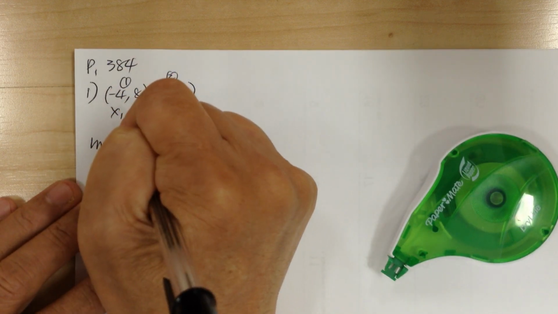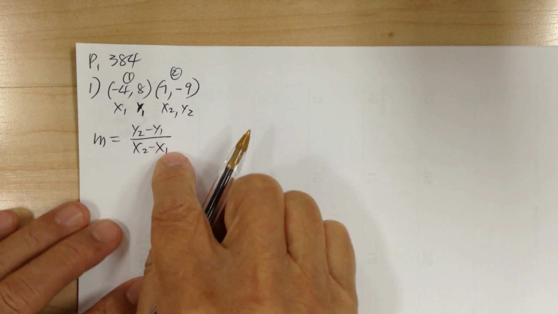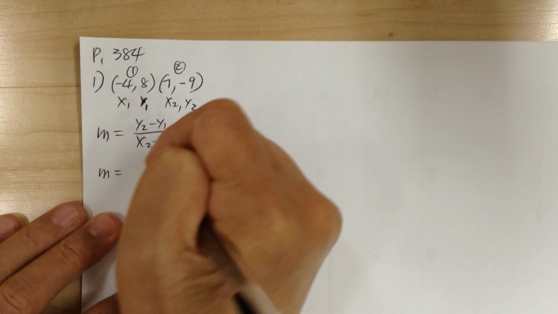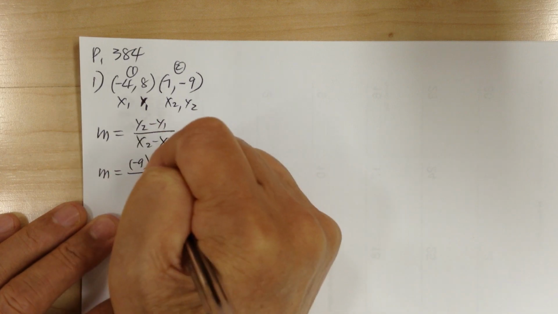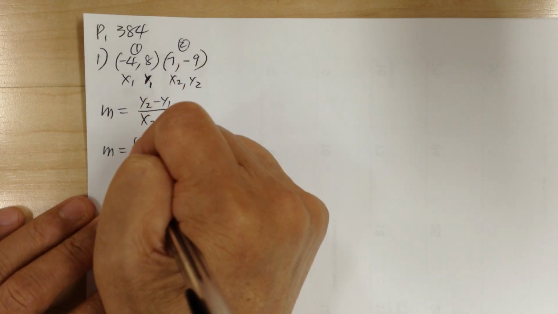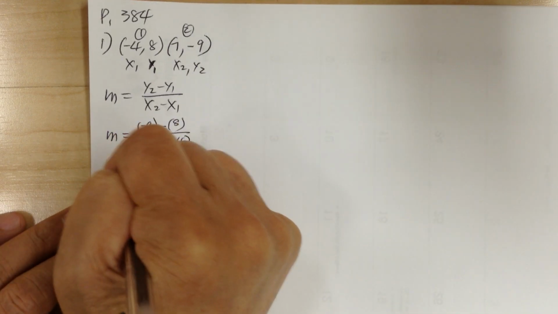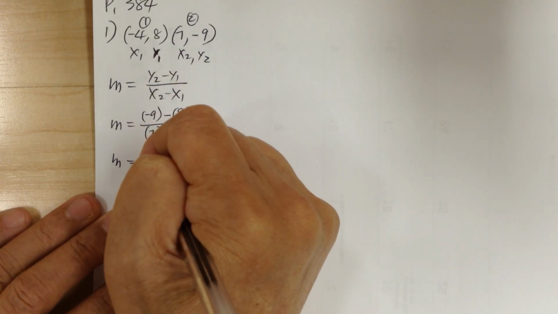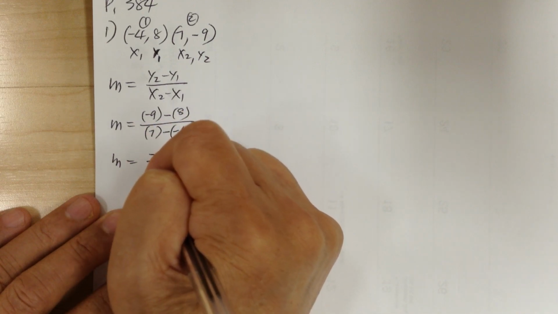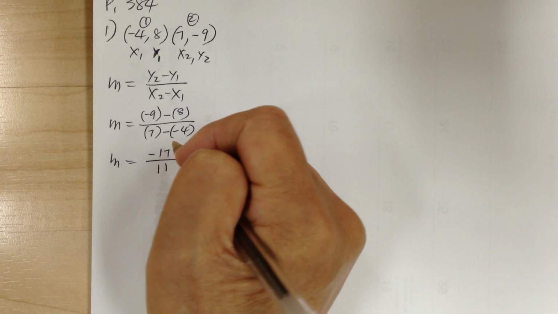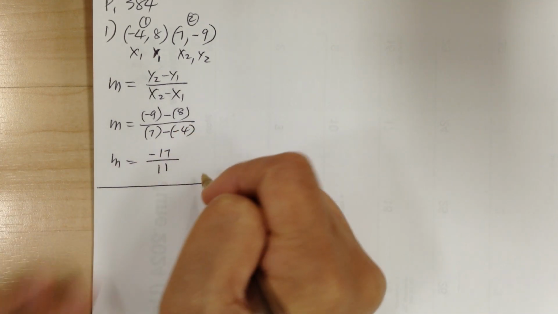Slope equals y2 minus y1 over x2 minus x1. You're going to use this equation over and over. So m equals negative 9 minus 8, and you can use parentheses when you substitute, over x2 minus x1. So m will equal negative 17 over 11. Let's go to the next one.